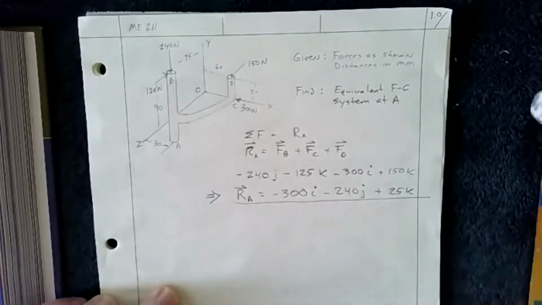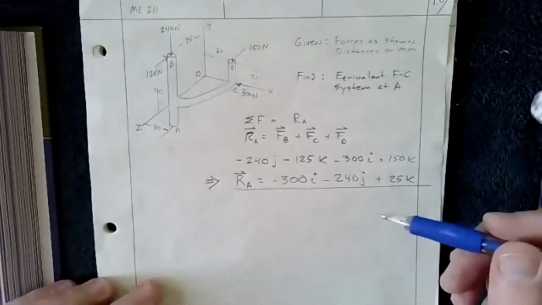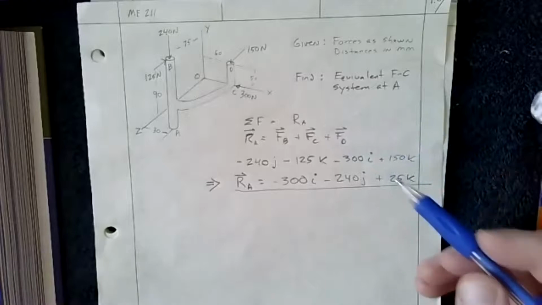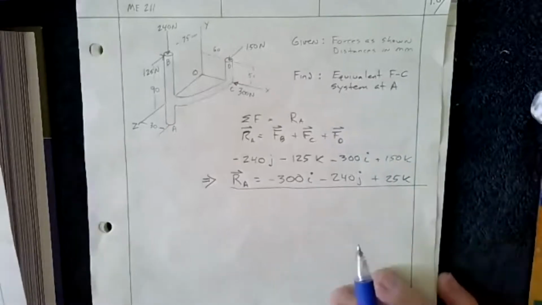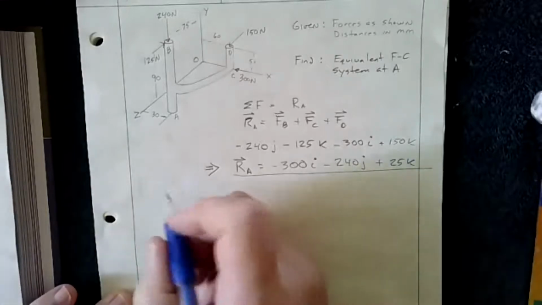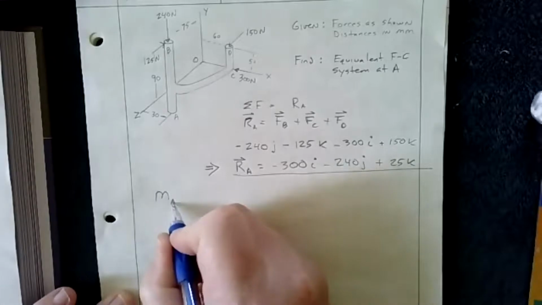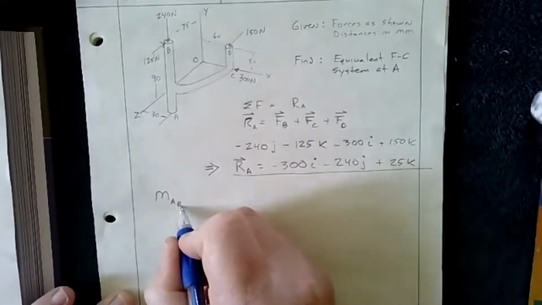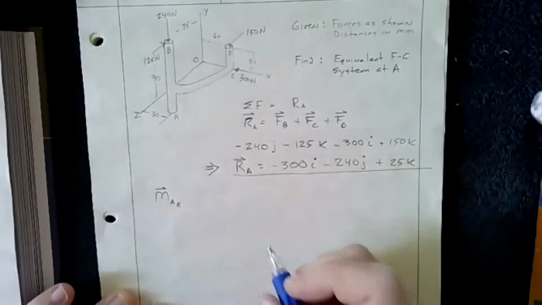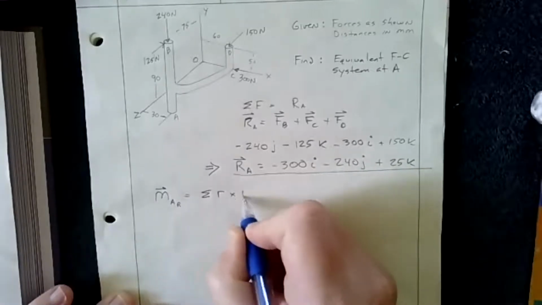So we have that. Now we're going to use the individual forces again, but that's half our answer. Going forward now, if we want the resultant moment at A, M_A^R, then we know that's just going to be equal to the sum of all the r cross F.